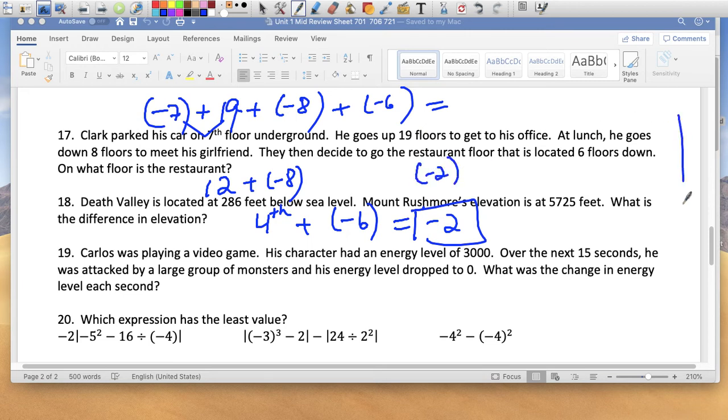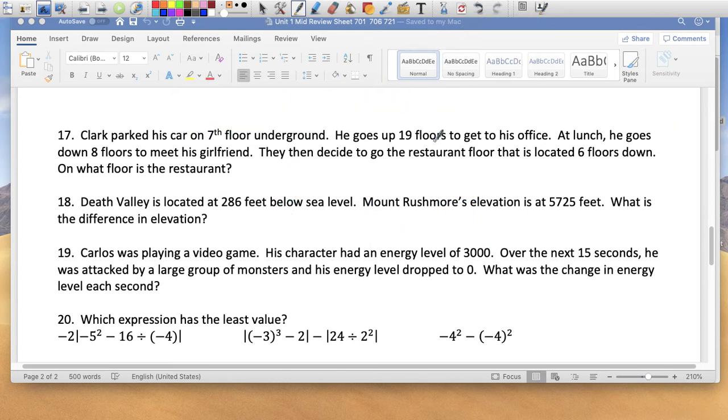You can definitely use a drawing and just go up and down and figure it out that way, or you can do it this way as well. Death Valley is located at 286 feet below sea level. That's a fact. So here's sea level, Death Valley. It's all the way here. So I'm going to write -286.